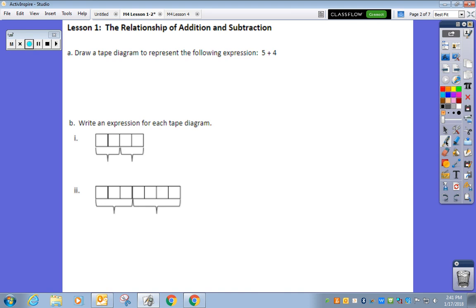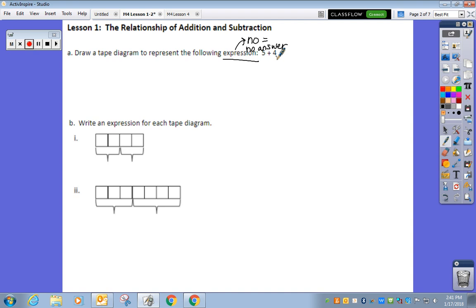The first piece asks us to draw a tape diagram to represent the following expression. I'm going to stop right here and explain that you will need to know the difference between an expression and an equation. An expression is a math problem written without an equal sign or an answer. So expression: no equal sign, no answer. It's just the math problem. In this case, the problem is 5 plus 4. We're not looking for an answer, just the problem itself.